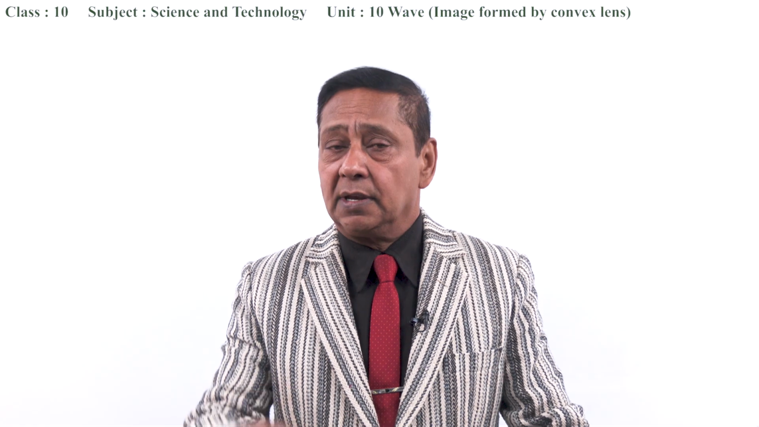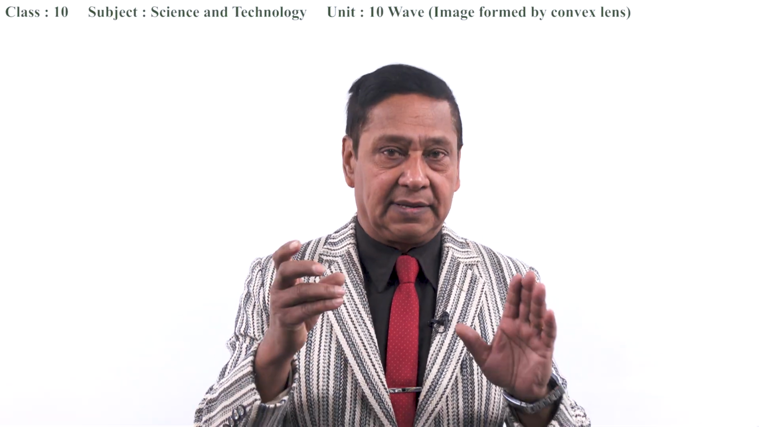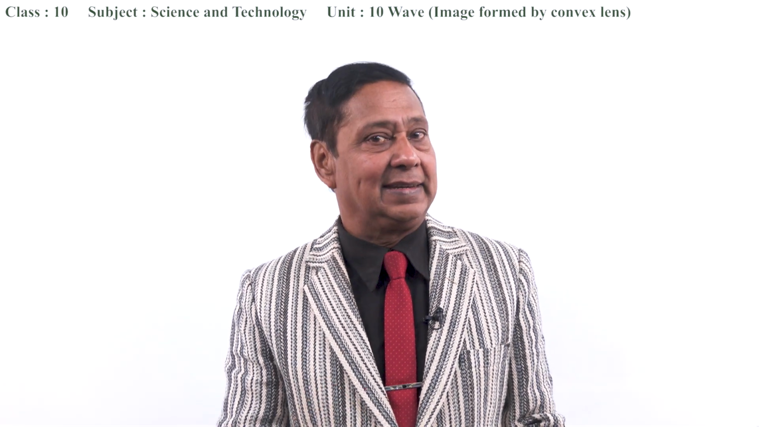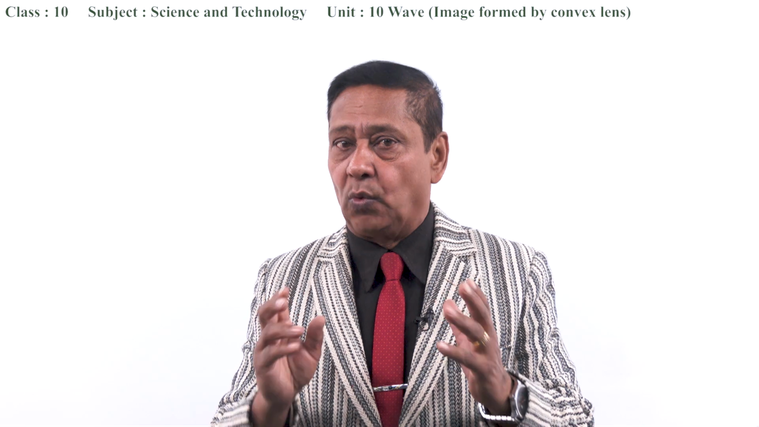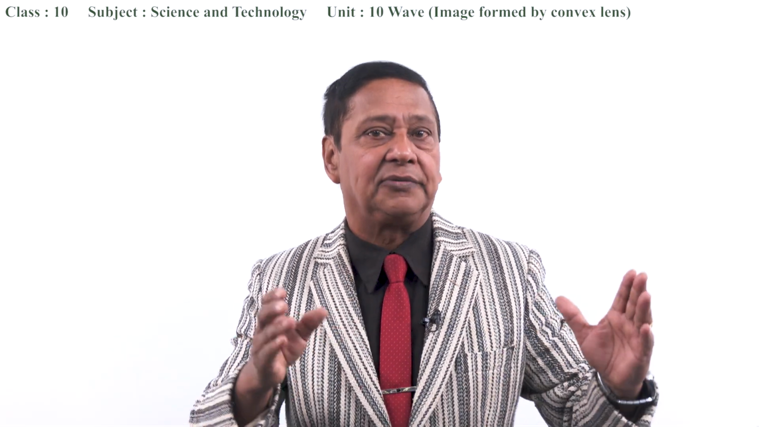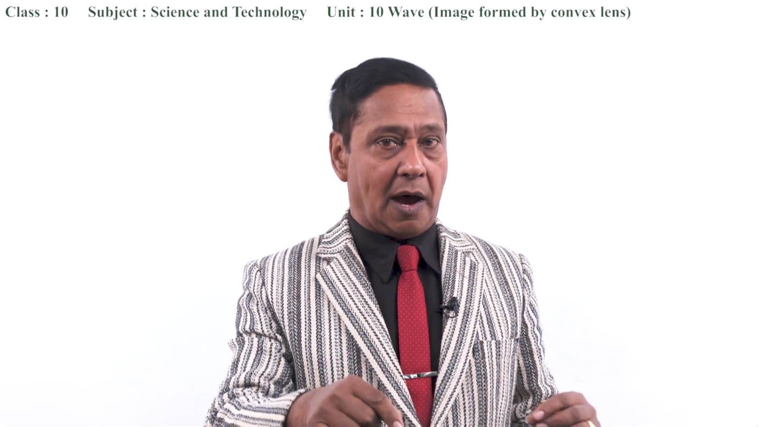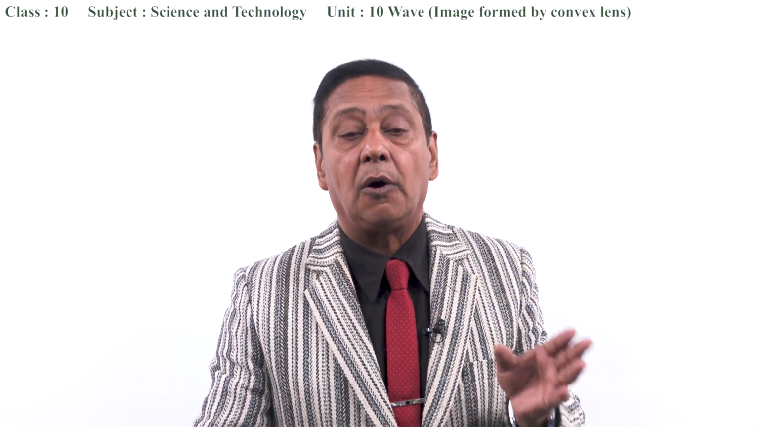Welcome to this class. Today I am continuing the chapter Wave of the subject Science and Technology of class 10, and it is taken in the unit number 10. We have divided this Wave chapter into 11 different parts. Out of those 11, this is the 7th part. And today we are going to focus on the image formed by a convex lens.